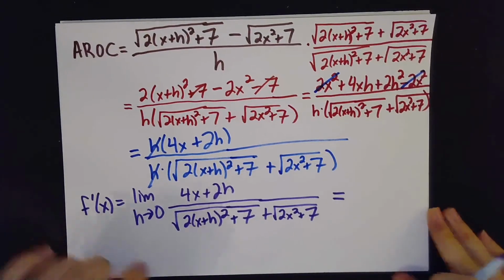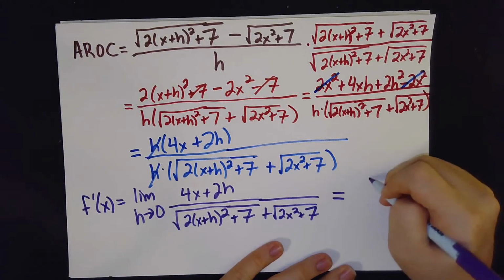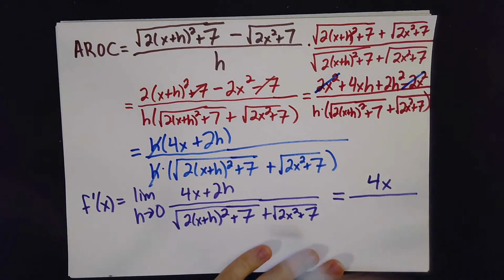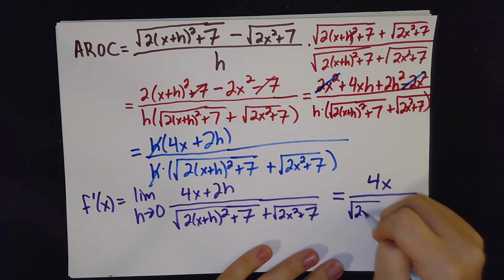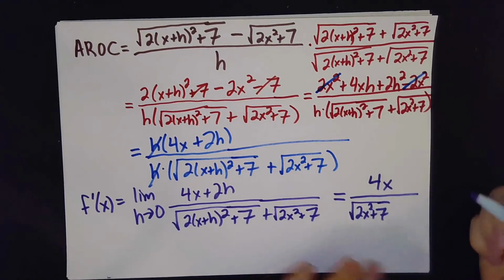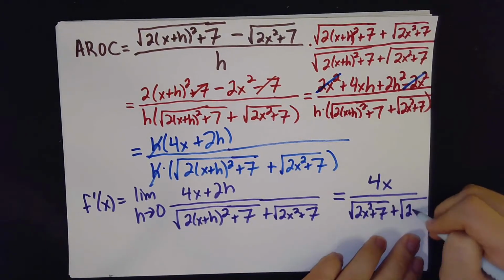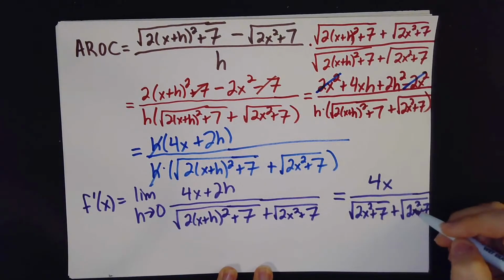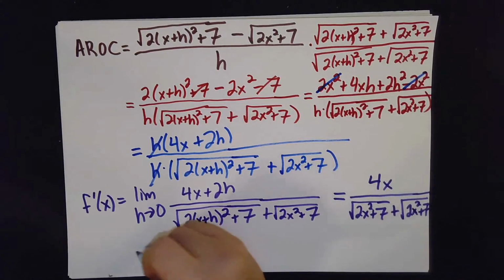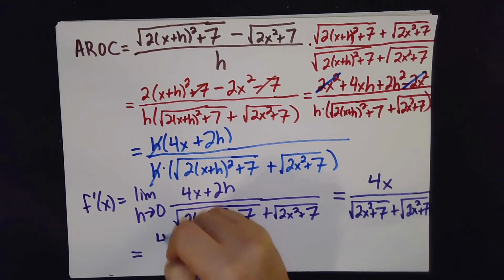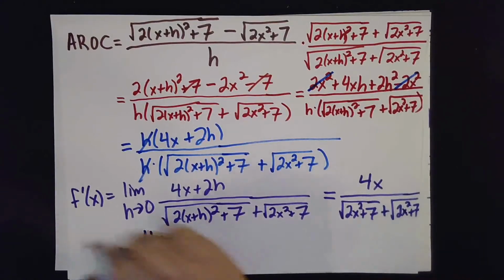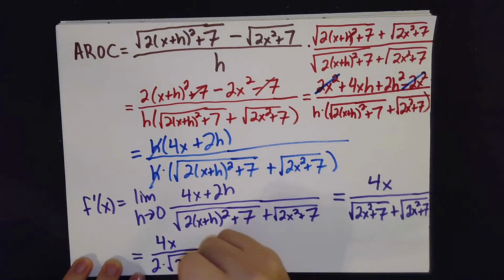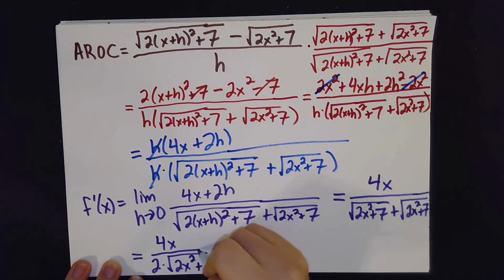Okay, so when I look at the limit as h goes to 0 of the numerator, all that's left is a 4x. And in the denominator, I'm going to have a square root of 2x squared plus 7 plus another square root of 2x squared plus 7. And so that is going to be 4x divided by 2 times the square root of 2x squared plus 7.